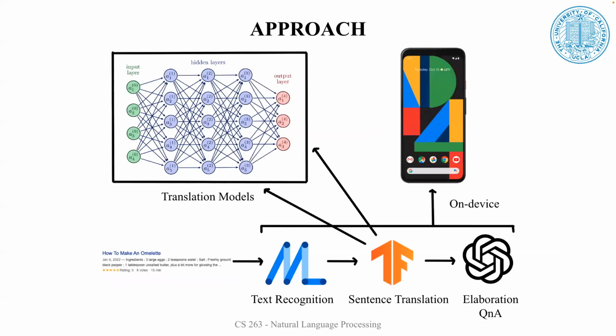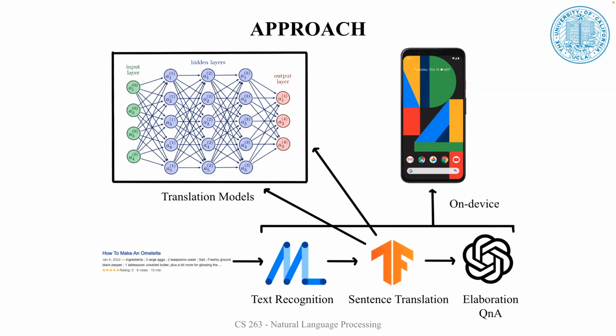So here is the architecture diagram, or a flow diagram, for the project that we're going to build. Notice that towards the leftmost, we have a text which says how to make an omelette. We are doing the processing on an Android device. We have a text recognition system, which recognizes this text, and a sentence translation system that translates this text to target language text. Notice that the sentence translation model is custom built by us, and we are going to port it onto the device as an on-device machine learning model.